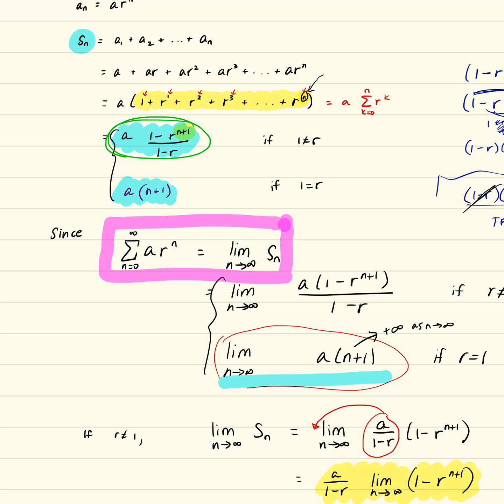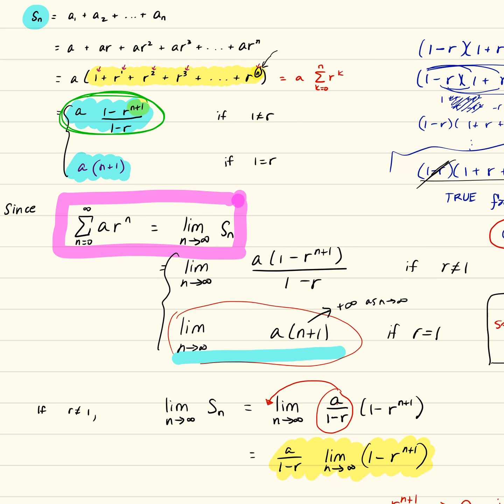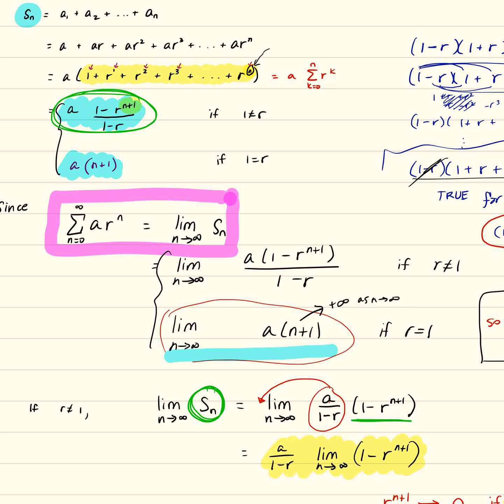So this is our formula for Sn if r is not equal to 1. We are substituting that for Sn here. So we'll have, now I just pulled the a over 1 minus r out, and then I'm left with 1 minus r to the n plus 1. Now, a over 1 minus r is just a constant. It has nothing to do with n, so we can pull it out to the front. So that's how I have the a over 1 minus r out here to the front.